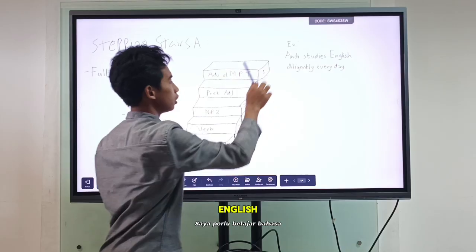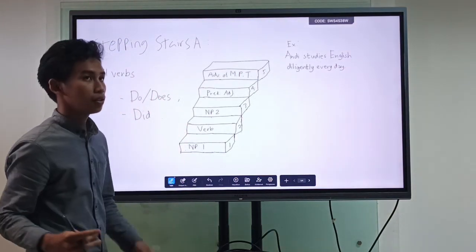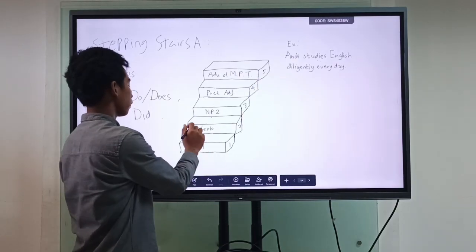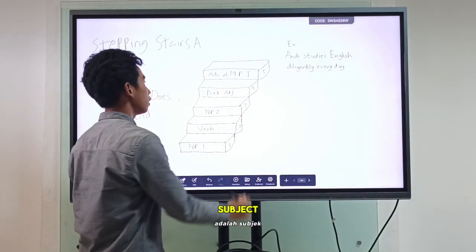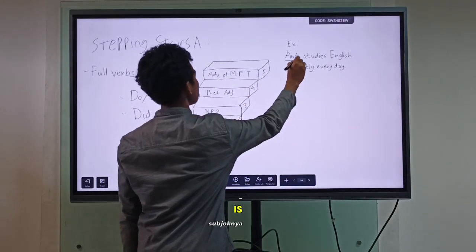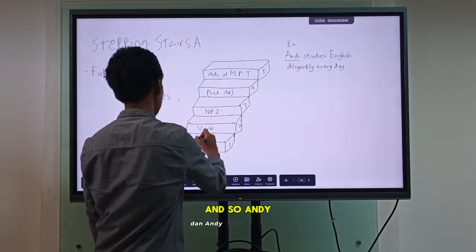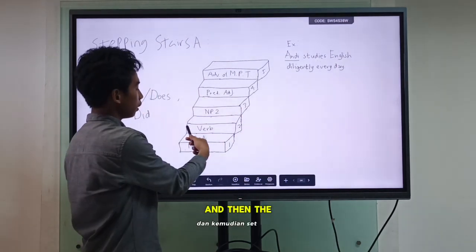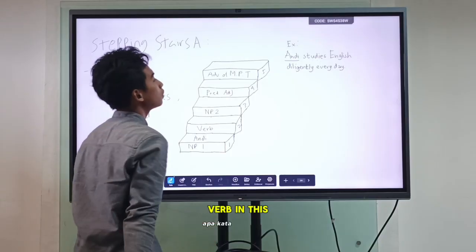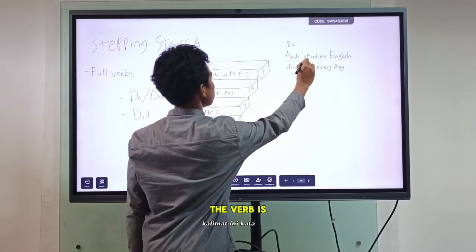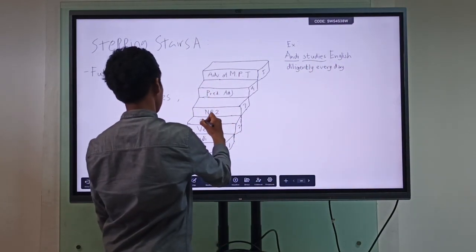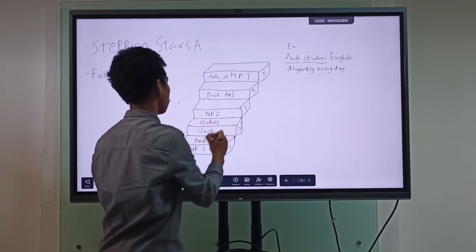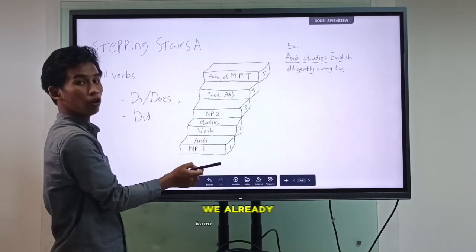Andi studies English every day. And for the stairs, where should we put each part? For noun phrase 1, the noun phrase 1 is the subject. So in this sentence, the subject is Andi, so Andi should be put in noun phrase 1. And then the second step is the verb. What is the verb in this sentence? The verb is studies. Andi studies. We already have 2 steps.